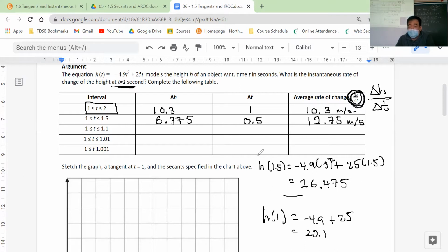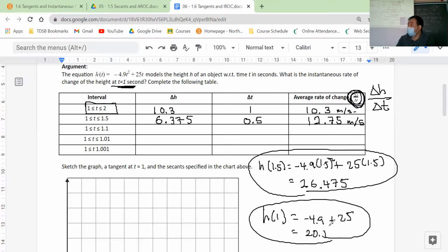I took the first y value and I subtracted with the second y value. Because remember, I want to remind you, delta H means the second height minus the first height. Right? Yes, Zach? In this specific situation, H is the y value. So you can think about this as f of x is equal to negative 4.9 x squared plus 25x.